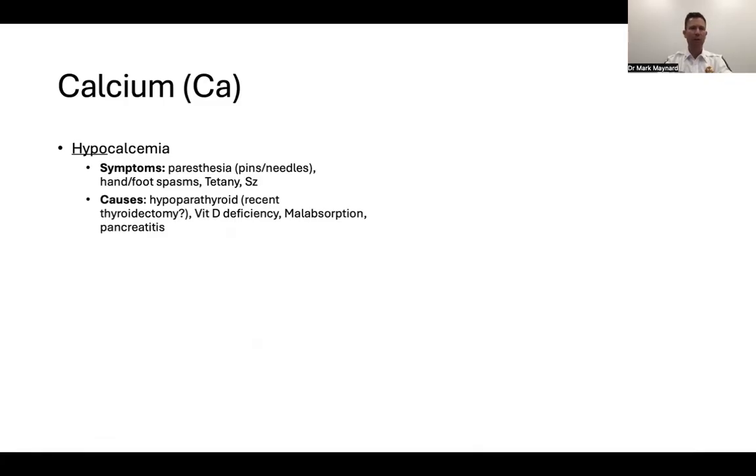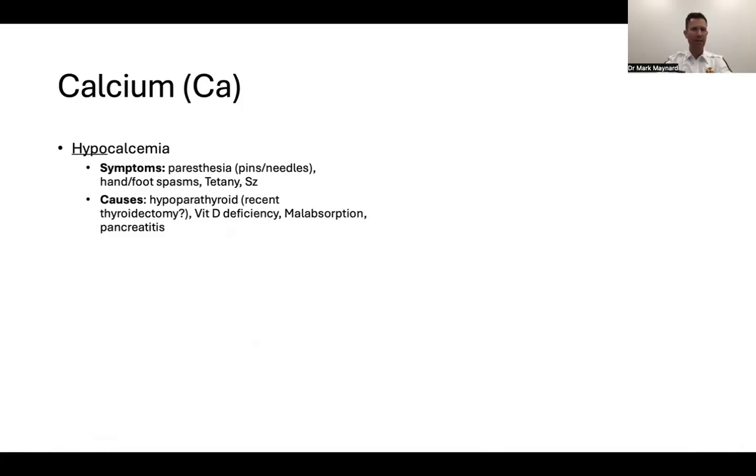What are the causes? Well, if your parathyroid function is too low, or hypoparathyroid, that could cause it. Now, why is that? Well, PTH or parathyroid hormone is responsible for calcium uptake into the system. And so when you have low parathyroid hormone, that would cause low calcium because you don't have the hormone that brings in calcium through the digestive tract and also from the bones.